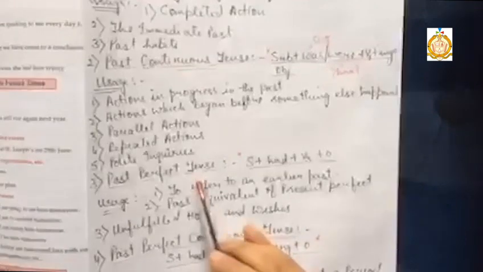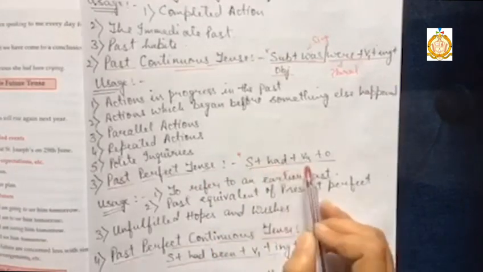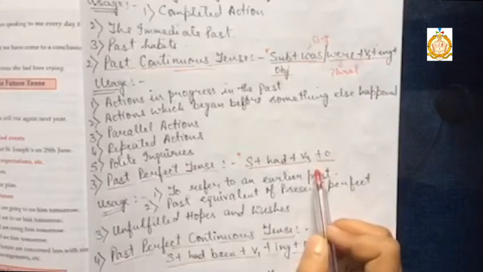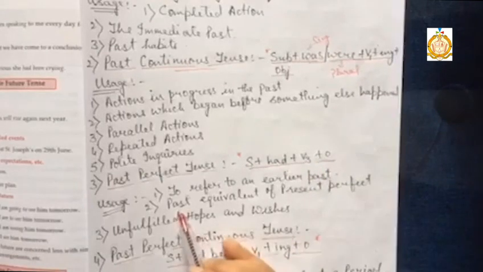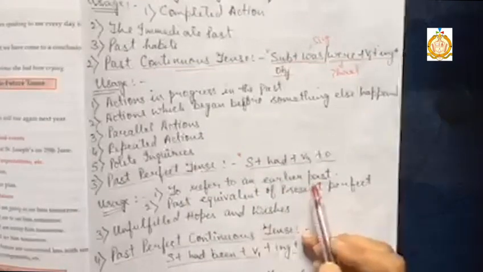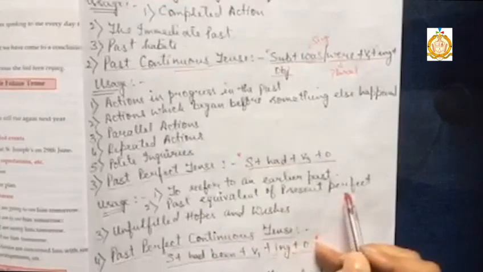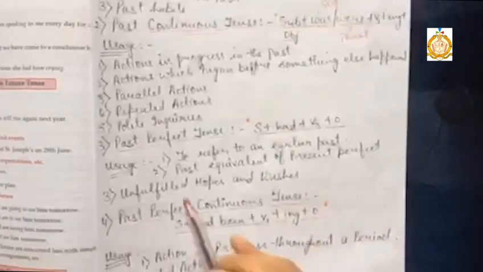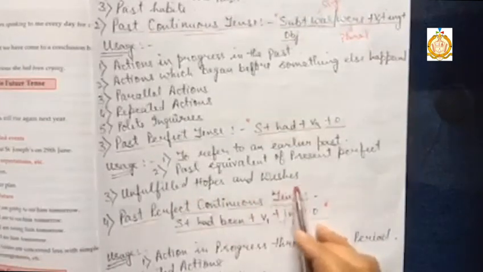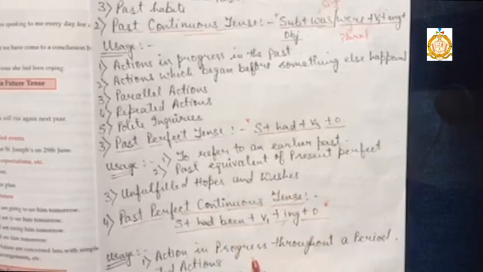Next comes the past perfect tense. Its formation is subject plus had plus verb's third form plus object. Where is it used? It is used to refer to an earlier past. And where the past is the equivalent of the present perfect. Also, when unfulfilled hopes and wishes are being talked about, we will be using the past perfect tense.